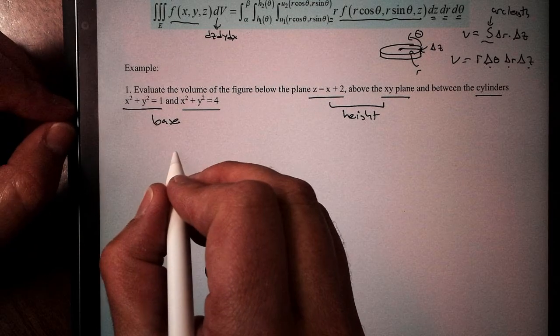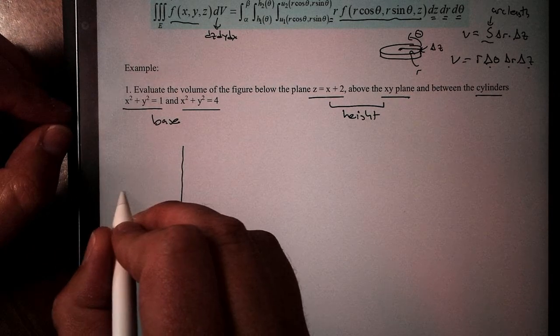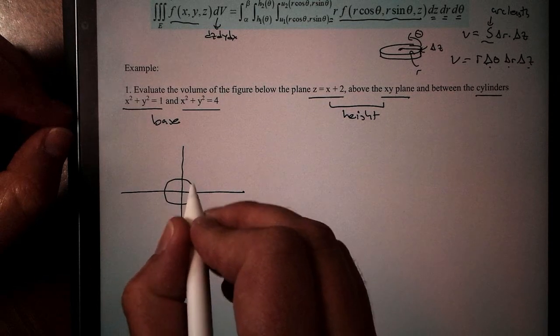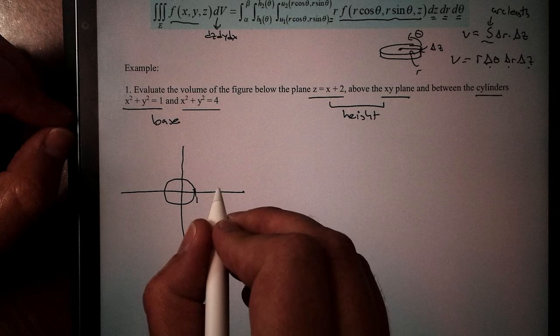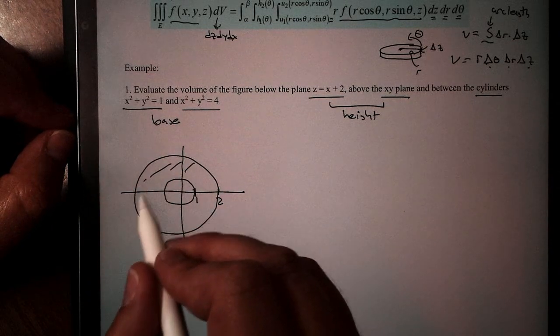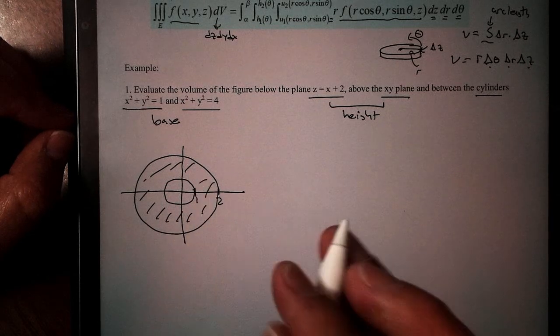So if I start with my base, the first one has a radius of 1. That's pretty easy to do. Our second one has a radius of 2. I can draw that too, not drawing to scale. And we're looking at the area between here. Okay?